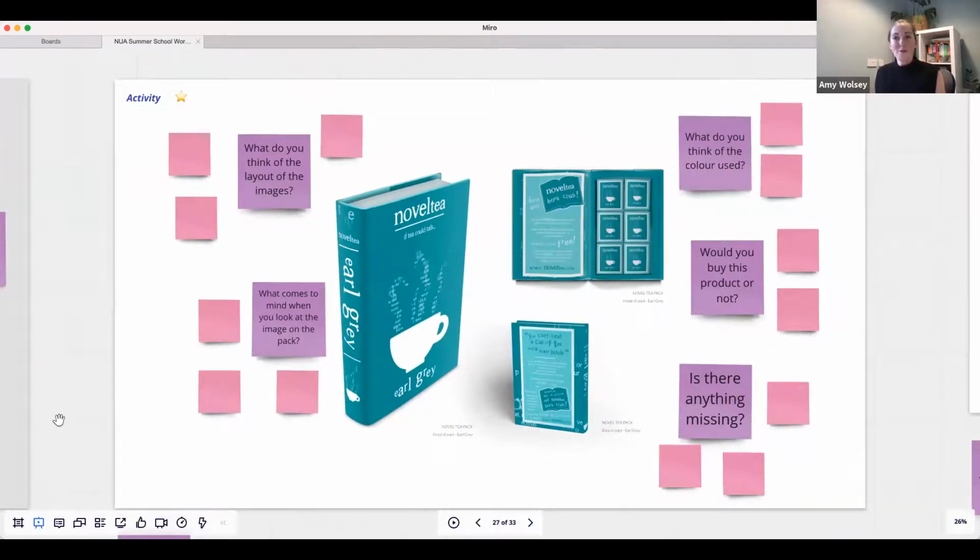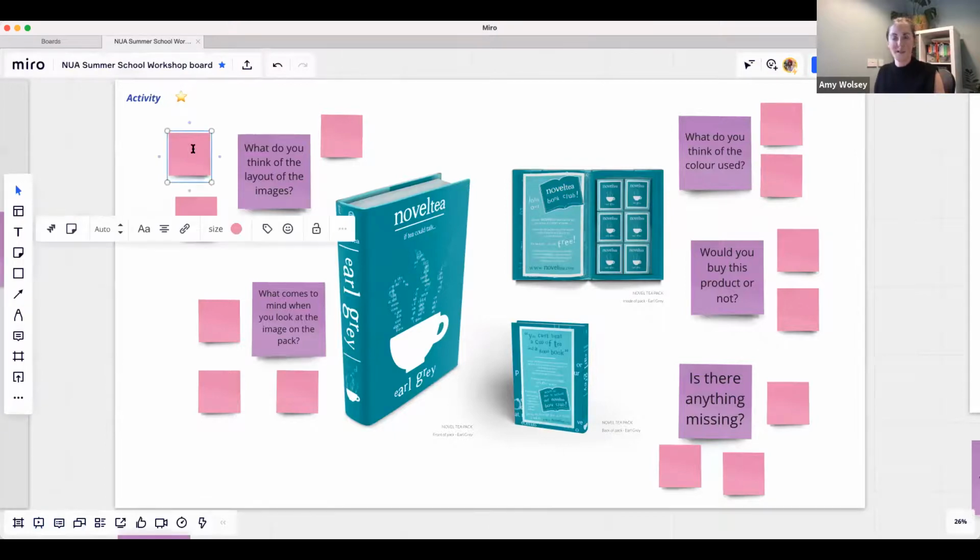So let's go through these and I'd like some answers to some of these questions. So we'll do a bit of a quick fire round here. What do you think of the layout of the images? If you could just quickly type some responses there. If I was to ask you that question about this layout on my portfolio, what might you say? Great stuff. And I'll start typing some of these in while you think of them, because that's going to be really useful to move on to the next stage.